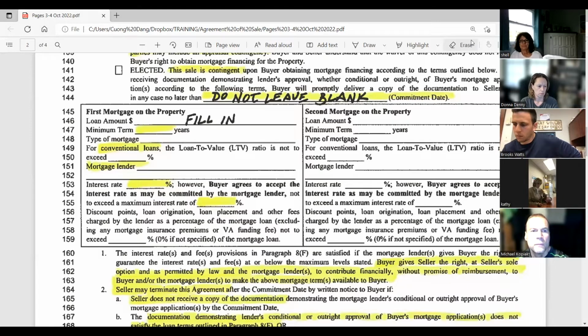Minimum years, typically we see 30 years. Type of mortgage: conventional, 20% down.